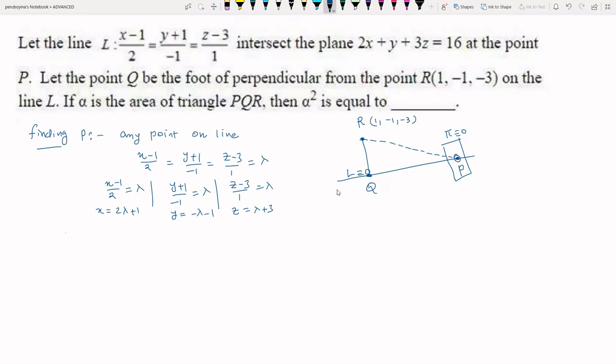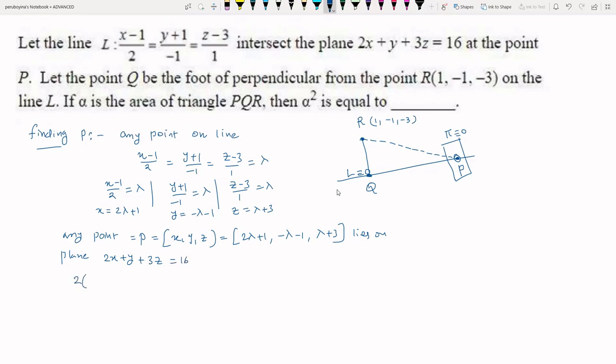So any point on the line, now we are taking this any point as P. So (x, y, z) is equal to (2 lambda plus 1, minus lambda minus 1, lambda plus 3). And it lies on the plane. So this point of intersection is the common point for plane and line. So what is that plane equation? 2x plus y plus 3z equal to 16.